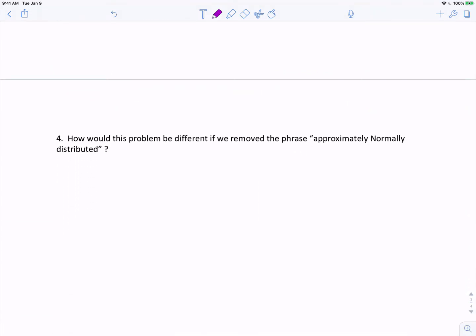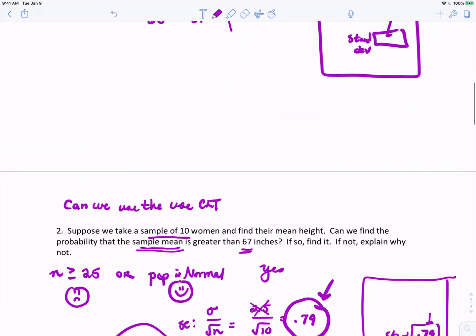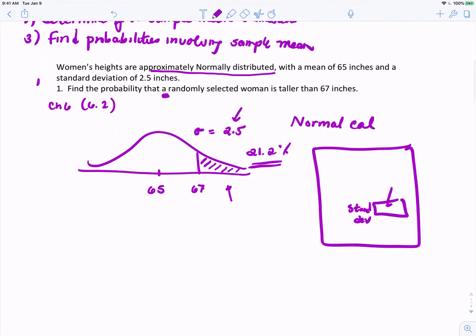How would this problem be different if we remove the phrase "approximately normally distributed"? So if we had the same problem, but we took out this phrase, this just wasn't there in the beginning. It just said women's heights have a mean of 65 inches and a standard deviation of 2.5. How would this be different? Well, we could not have done this problem. Why? Because we could not have drawn this picture. This picture is based on a normal distribution, so we could not have done the first problem.